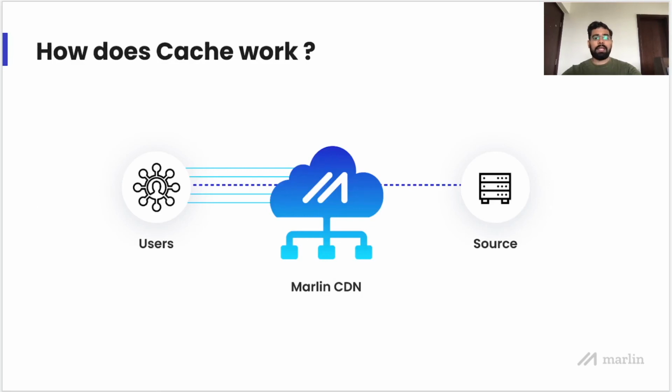So how exactly does Marlin Cache work? When a user sends a request, Marlin Cache requests the data from the source and caches the responses. If another user requests the same data, which is very frequent as most of the users use the same interfaces to interact with dApps, the cached data is served to the users.